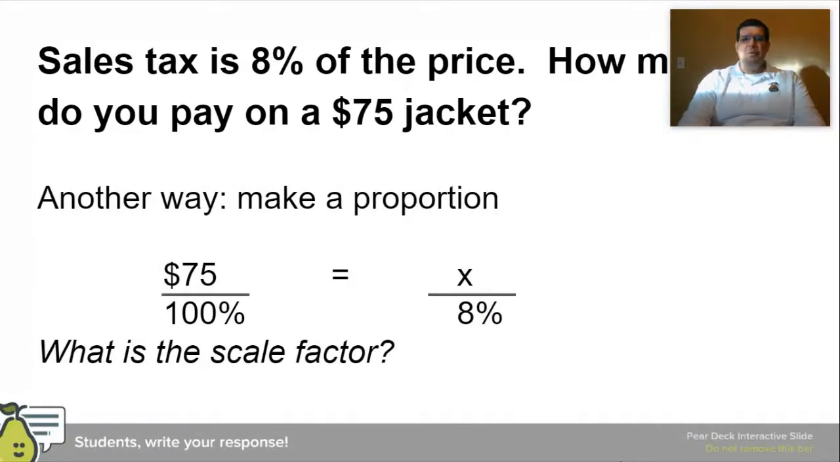Another option is to make a proportion. This is a fundamentally different way of solving this problem. Remember, I said that we were going to look at 3 different ways to solve the problem. This is the second one. We make a proportion. $75 is the whole jacket, so that would go with 100%. We're looking for the dollars that goes with 8% because we're looking for just the tax, which is 8%. So my proportion, if I set up dollars over percent, $75 goes with 100% and X dollars goes with 8%.